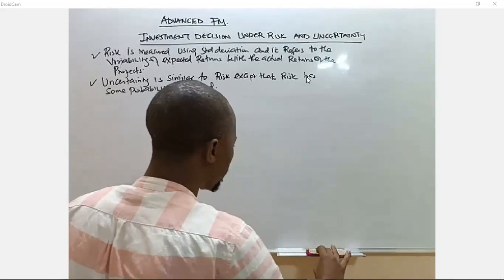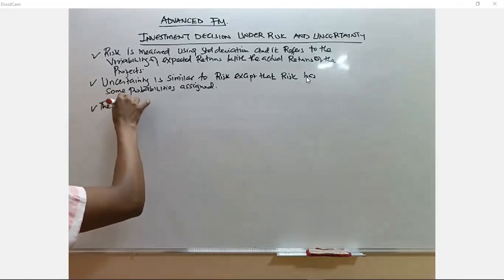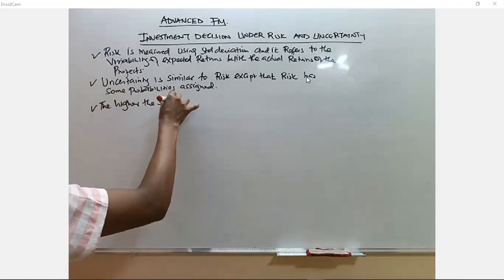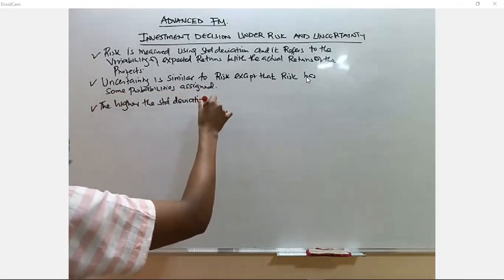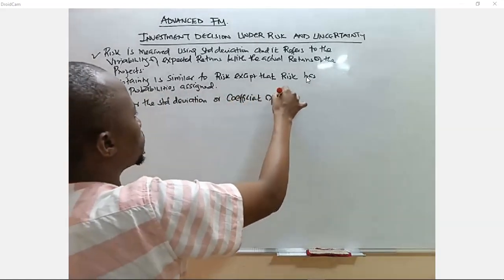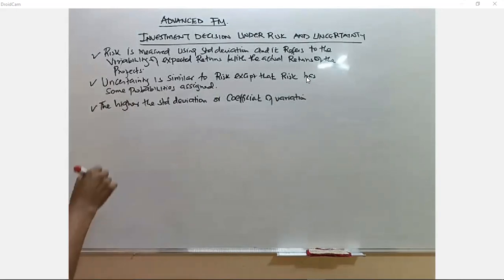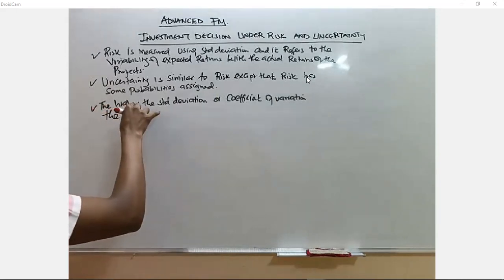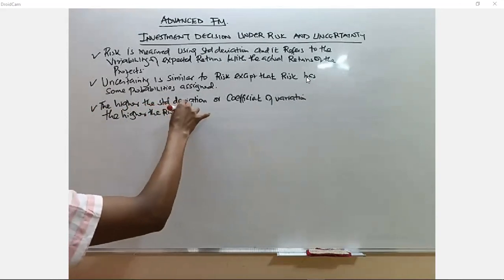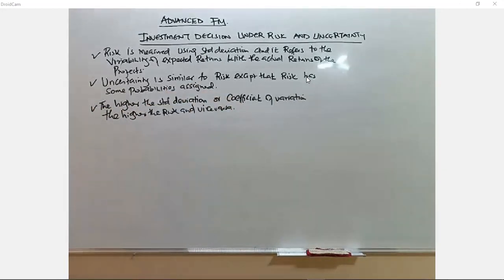So when you're making your decisions using risk, we normally say the higher the standard deviation or coefficient of variation, the higher the risk and vice versa.